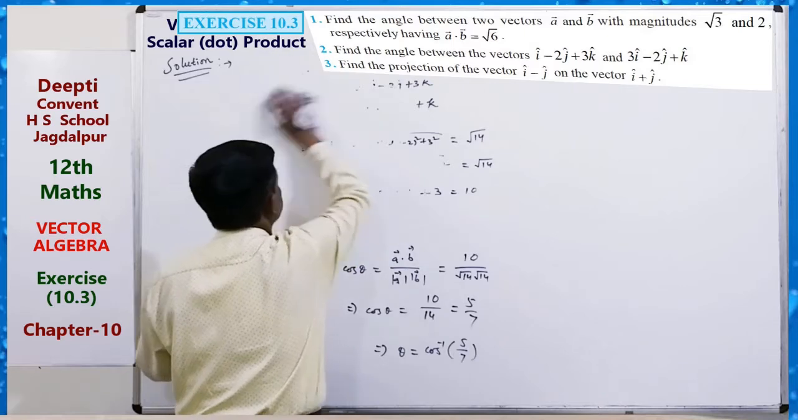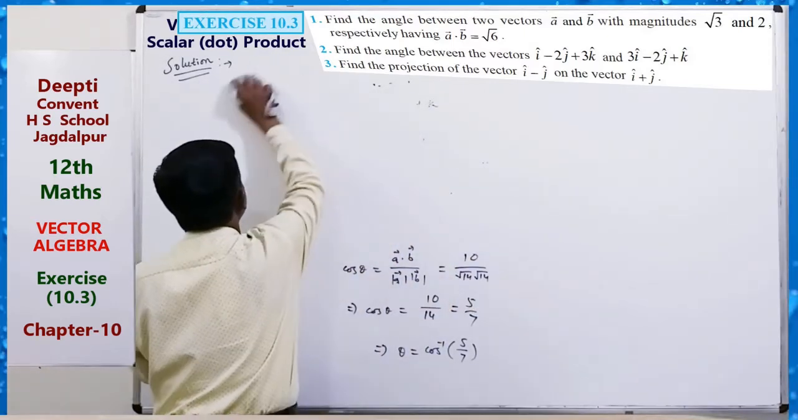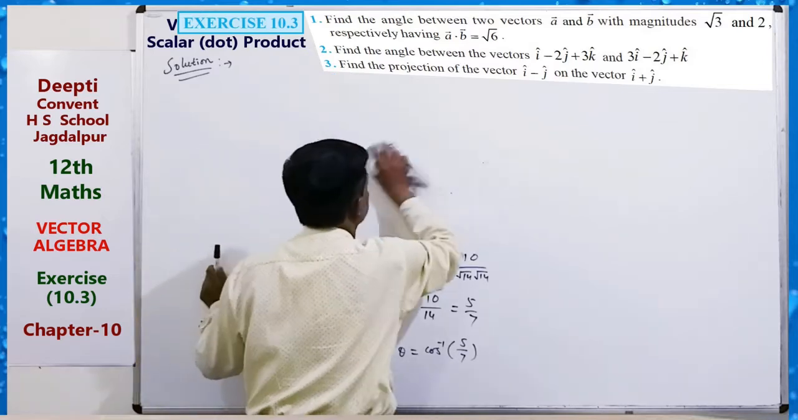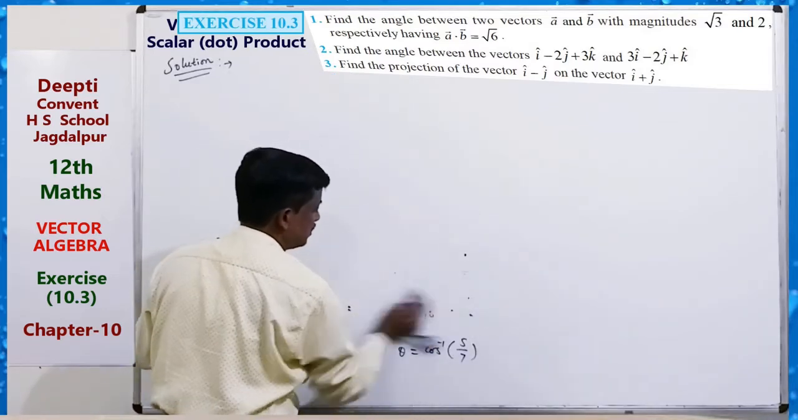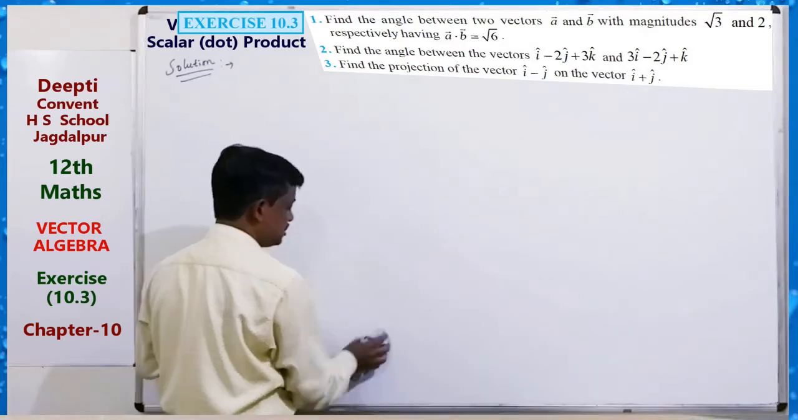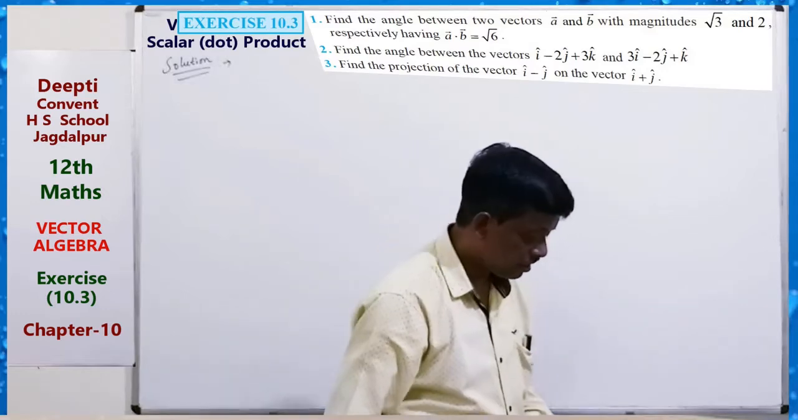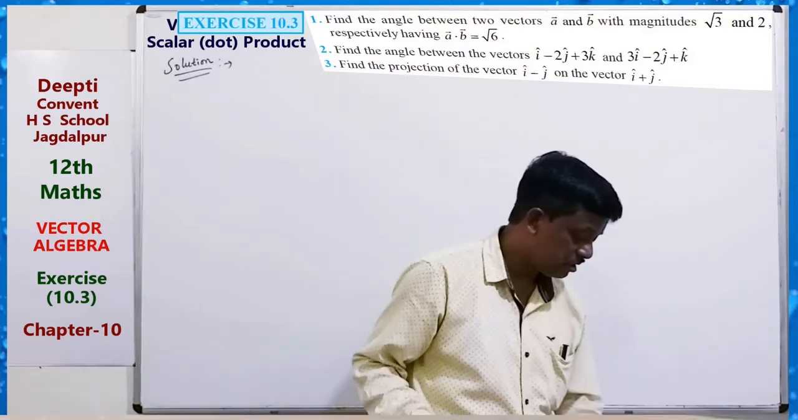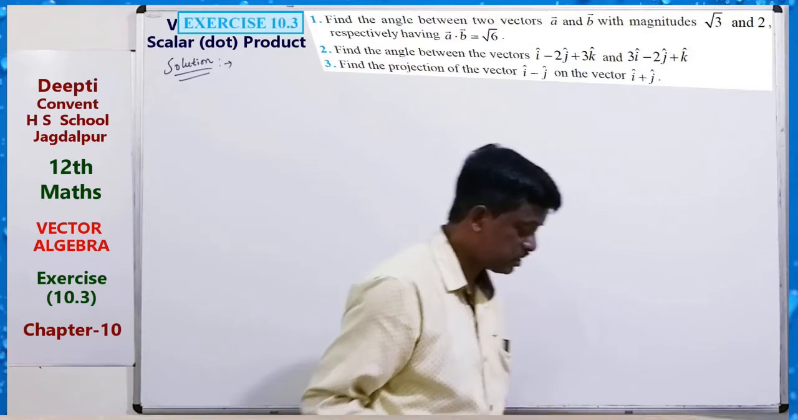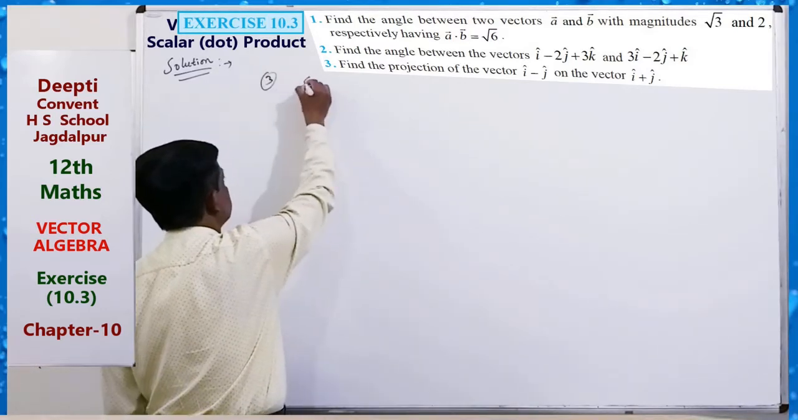Question 3 here, we just have to find the projection of a vector on another vector. Third and fourth are the same type of questions. Question third gives us two-dimensional vectors, I minus j and I plus j: the projection of this vector on this vector.